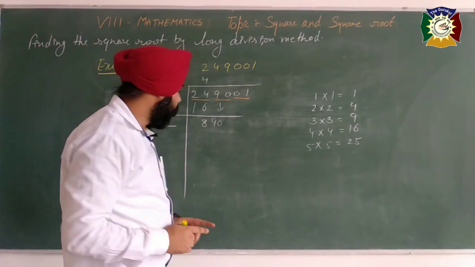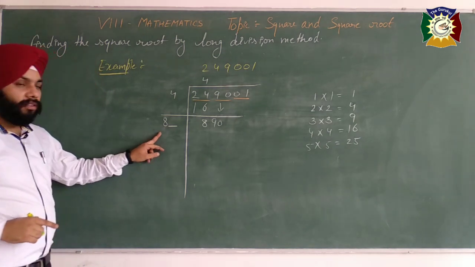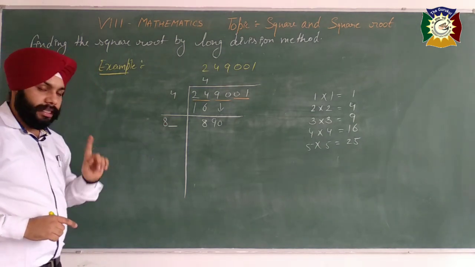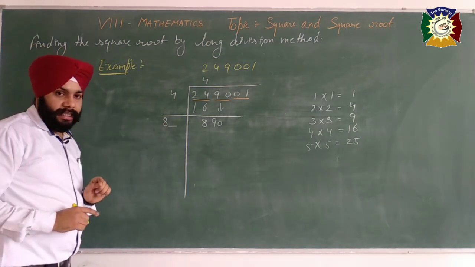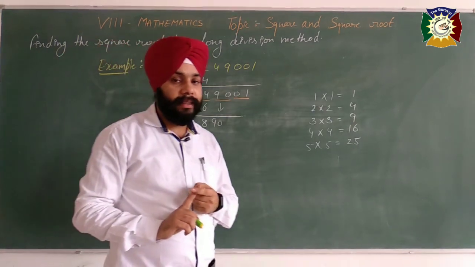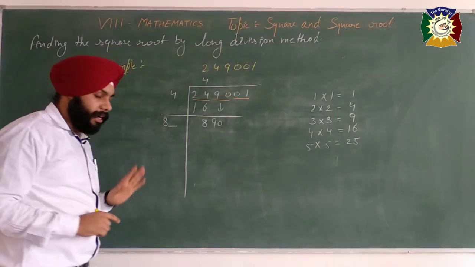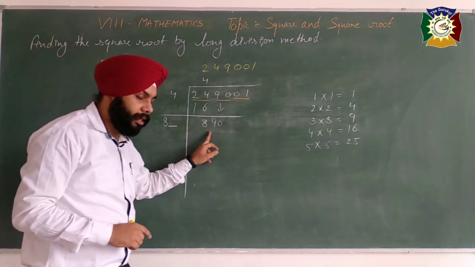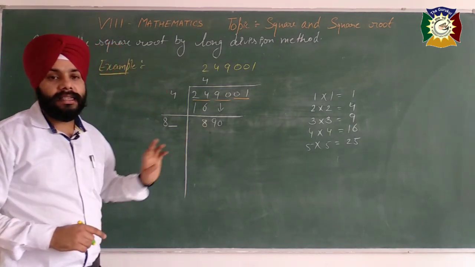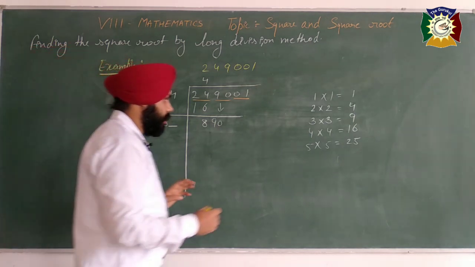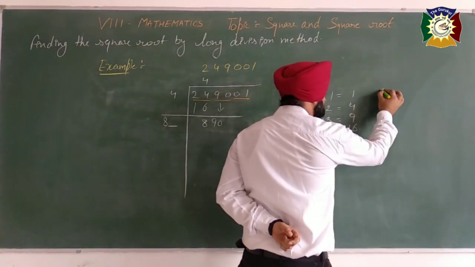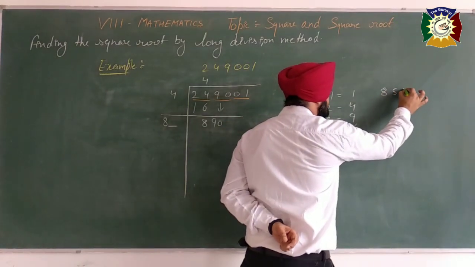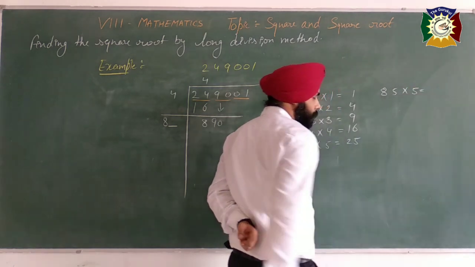Now after that, we have to place at the ones digit such a number that when we multiply it with the number, we get a result equal to this number or less than this. So, suppose I choose 85 multiplied by 5, then multiply this.